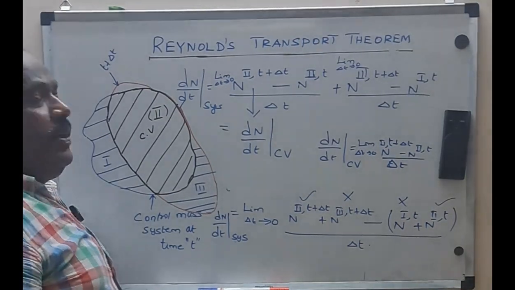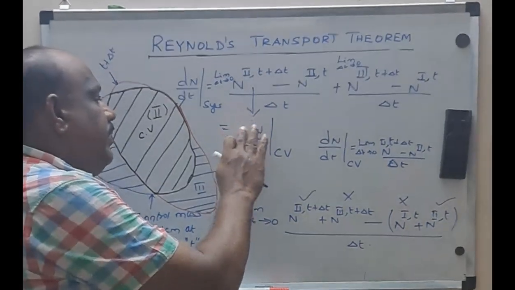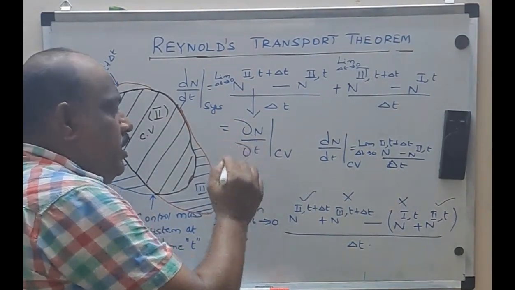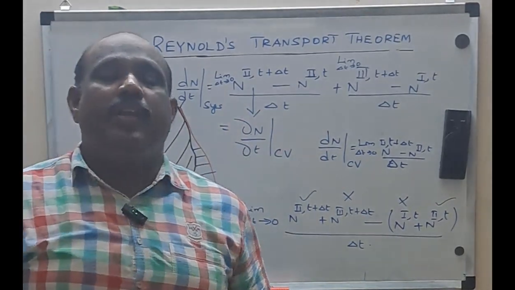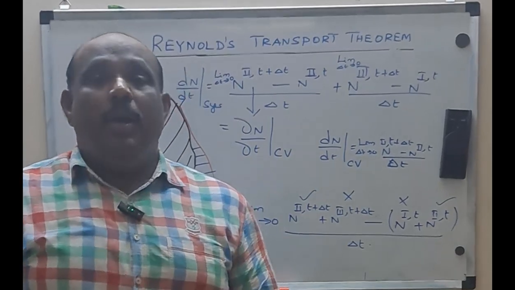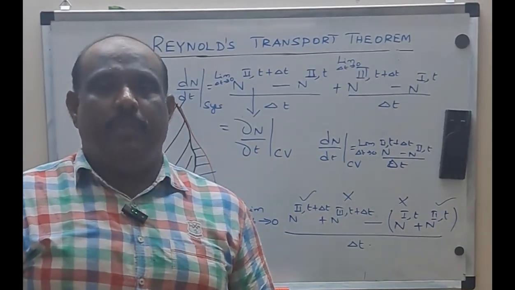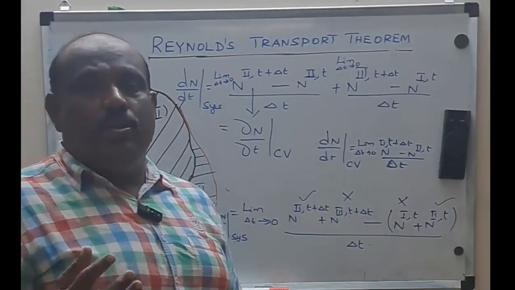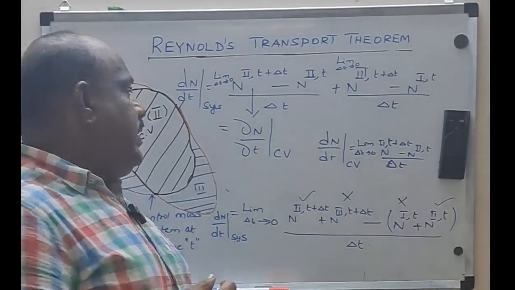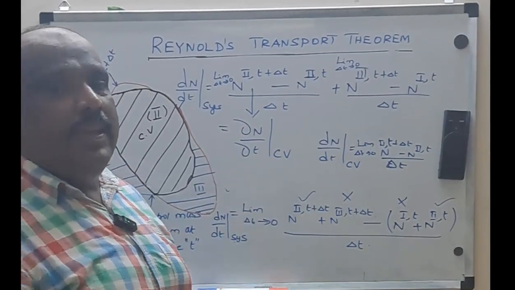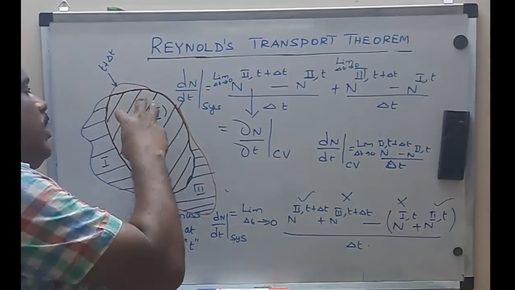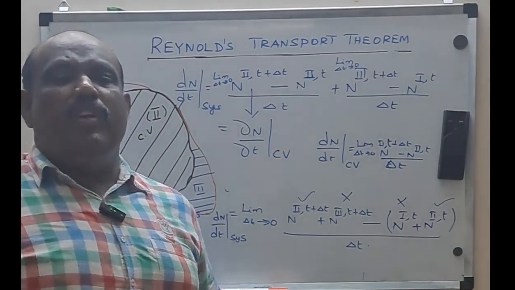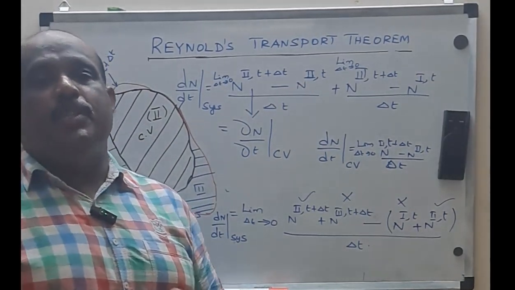But in the book, instead of dn by dt, they may have given dou n by dou t. Instead of a differential equation, they may have given a partial differential equation. So you may wonder why instead of d I have used dou. The beauty is that the control volume is fixed. The control volume is not moving. So it will vary only with respect to time and not with respect to space.